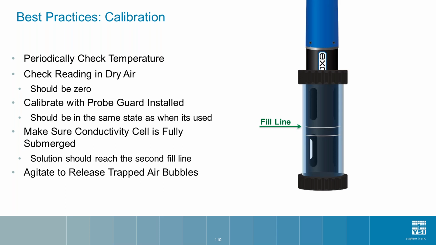It is very important to keep the sensor in the same state as it's going to be in when it's in use. So this means when you calibrate, keep the probe guard on. I know it is tempting to take it off, but this is shown to impact the actual readings. And finally, make sure the sensor tip is fully submerged. You should see the solution fill up to the second line if you're using the EXO calibration cup. And when you see the solution fill to the second line, you'll know that the sensor tip is fully submerged.